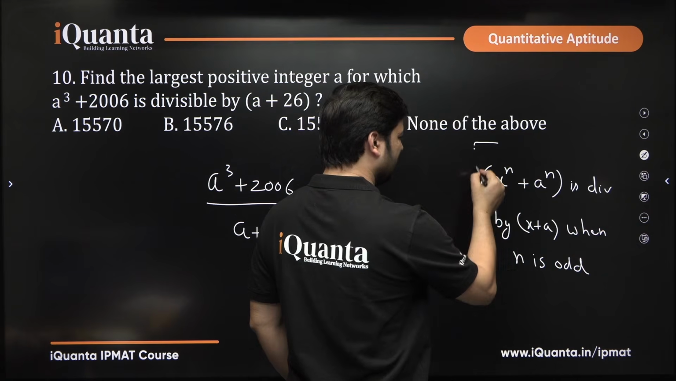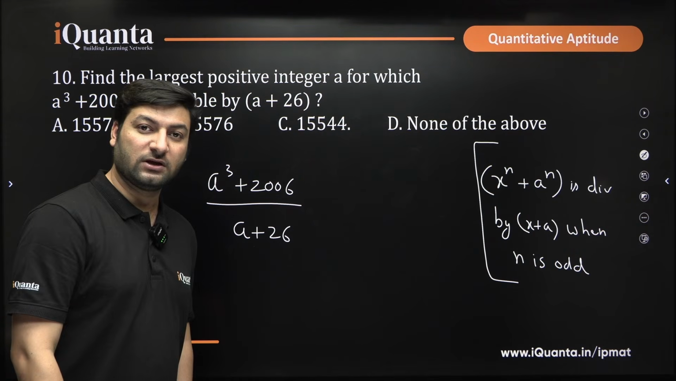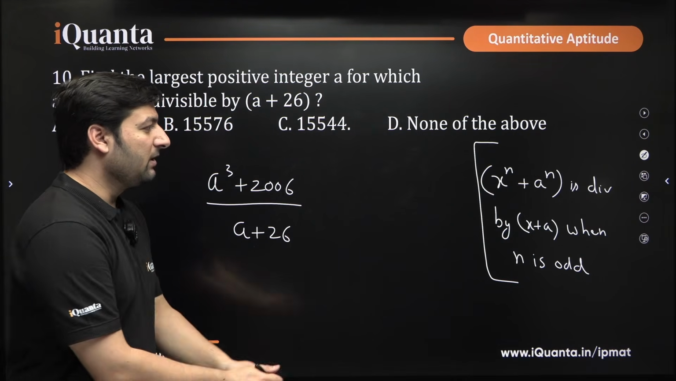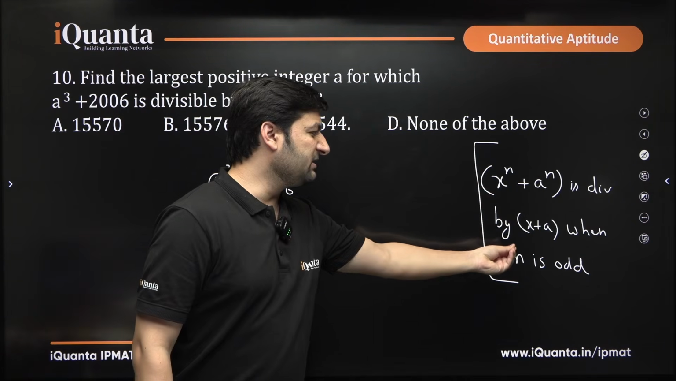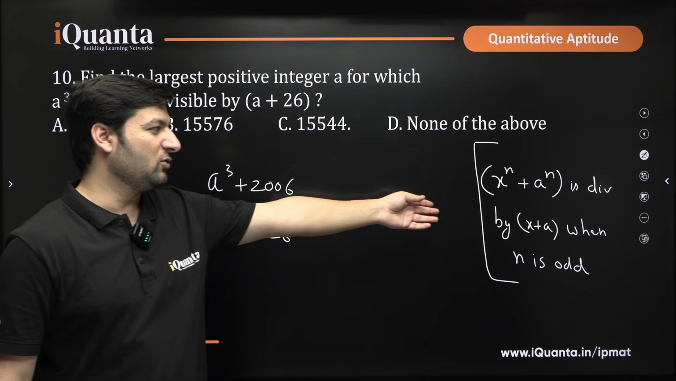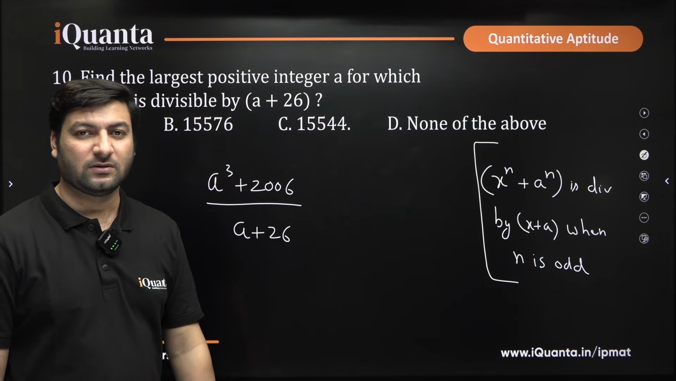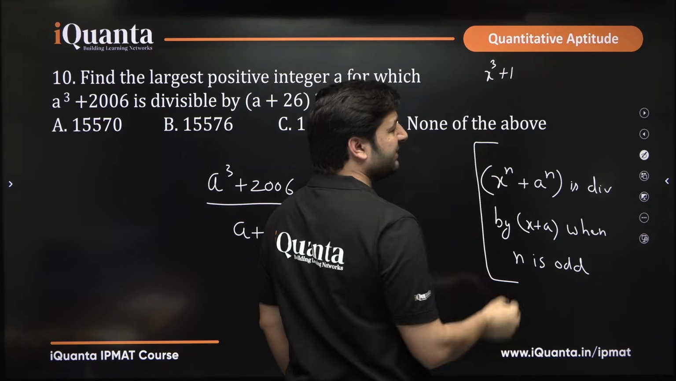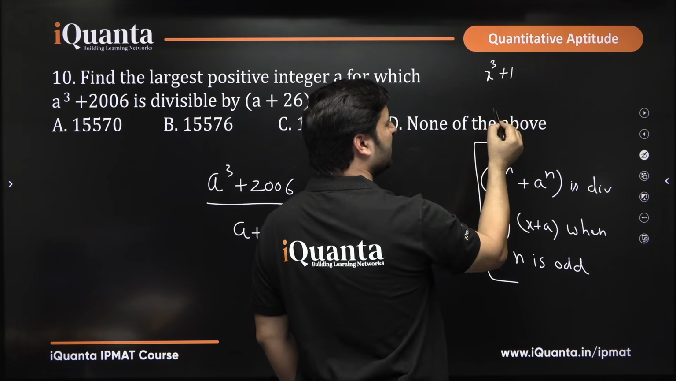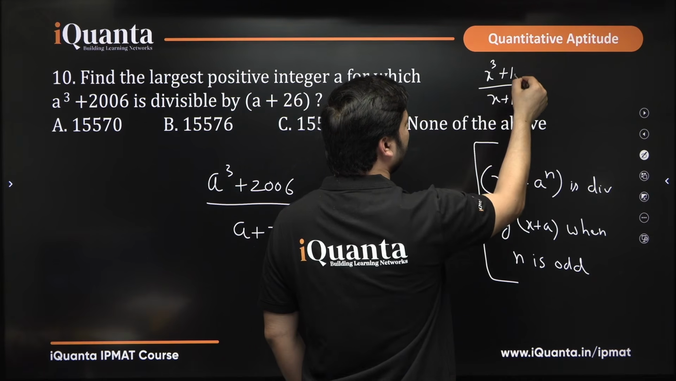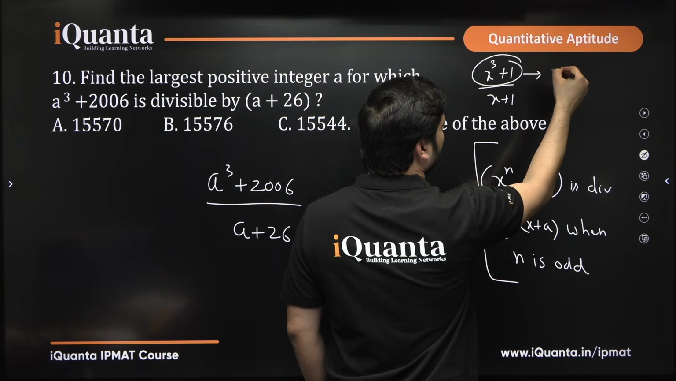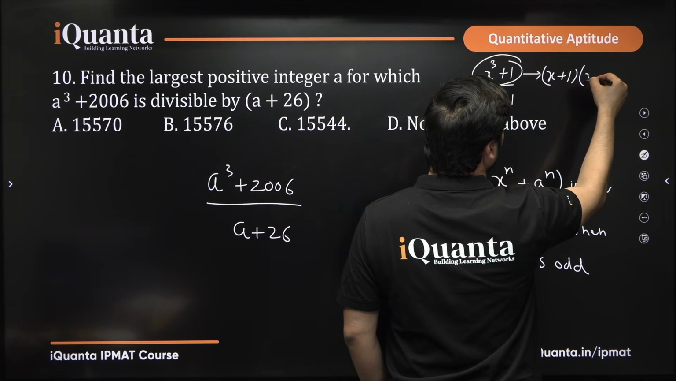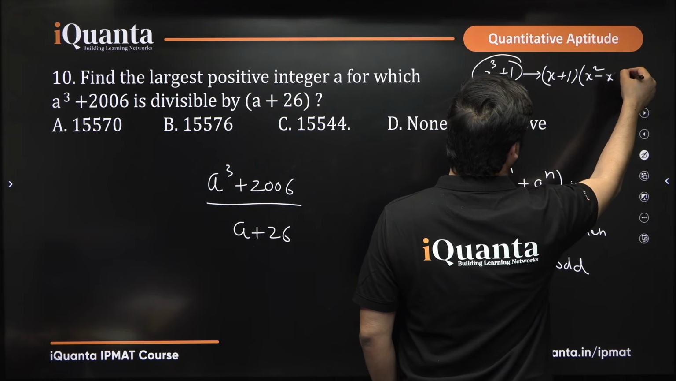Do remember this. As I said, I will be telling you a lot of rules, a lot of shortcuts, okay. If you want an explanation for this, you can always check it out, okay. x to the power n plus a to the power n is divisible by x plus a when n is odd. You can divide x cube plus a cube by x plus a. You already know the formula of x cube plus 1, isn't it? x cube plus 1 can be written as x cube plus 1 cube. This is definitely divisible by x plus 1. Why? Because the formula of a cube plus b cube is a plus b, a square minus ab plus b square.